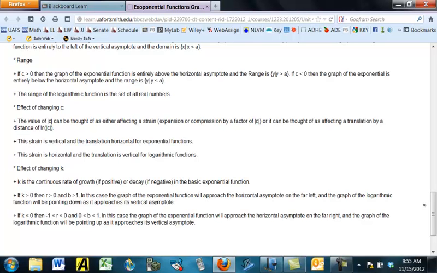On the other hand, when k is negative, that'll happen exactly when r is between -1 and 0, so r is negative also, and the base is between 0 and 1, so you've got a small base when you've got a negative k. In this case, the graph of the exponential will approach the horizontal asymptote on the far right. In your basic exponential function, that's your exponential decay function. But in general, even after we translate it and transform it, you're always going to be approaching the asymptote on the far right in that case. Whereas if it's a logarithmic function, it'll be pointing up towards its vertical asymptote.